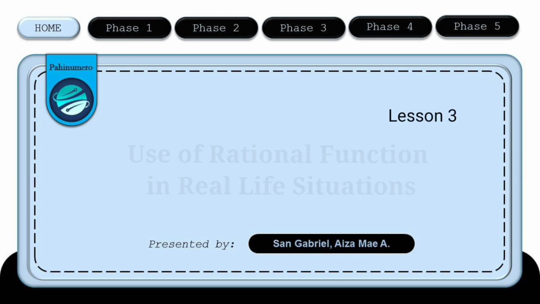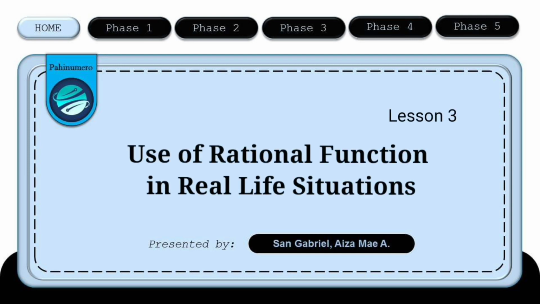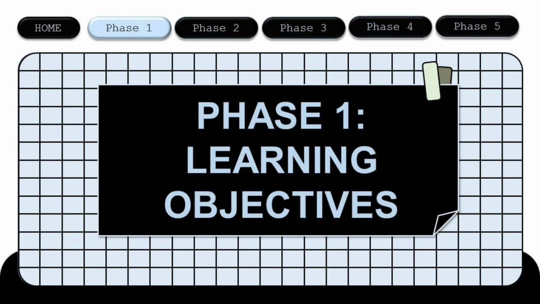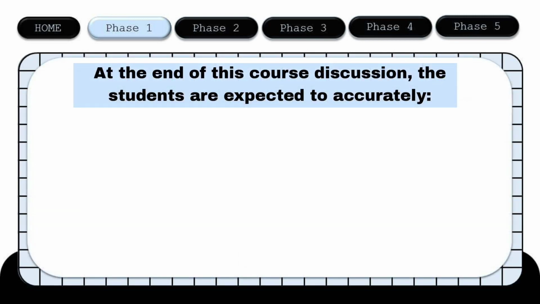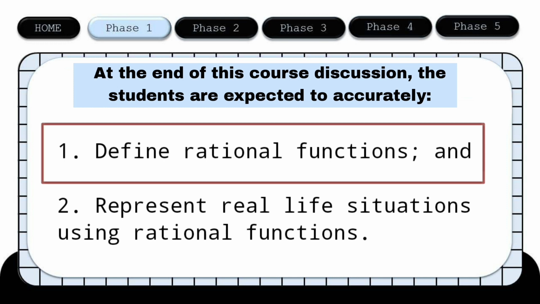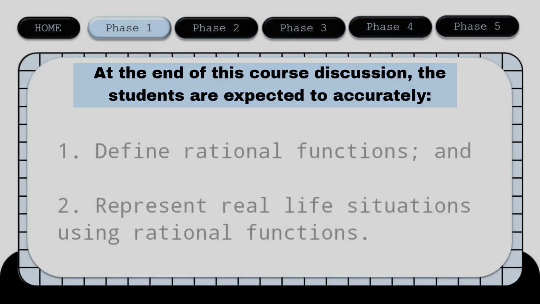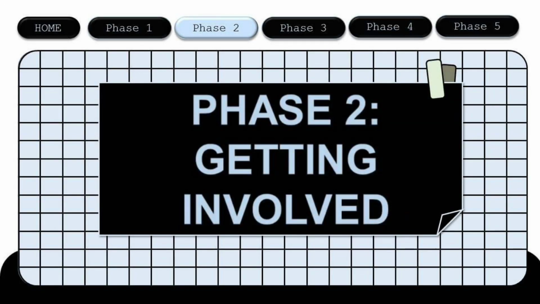Lesson number 3. Representing real-life situations using rational functions, presented by Isame A. Sangabel. Phase 1. Learning Objectives. At the end of this lesson, the students are expected to accurately define rational functions, represent real-life situations using rational functions. Phase 2. Getting involved.